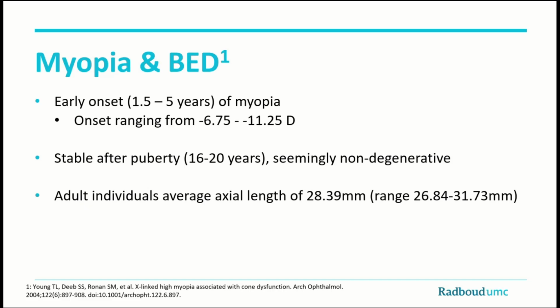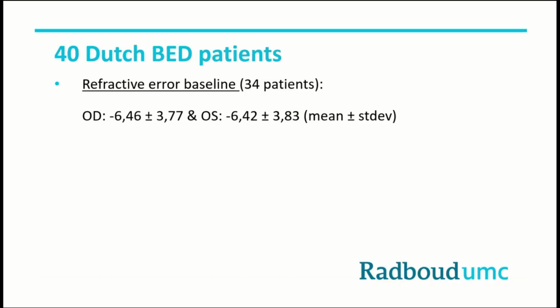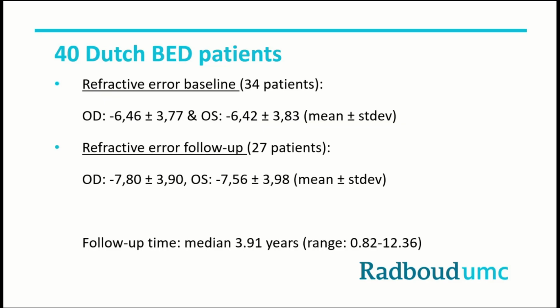Adult individuals have an average axial length of about 28 millimeters, which is longer than for an emmetropic eye. So when we look at our 40 Dutch patients, we have refractive error at baseline in 34, and as you saw in the previous image that I showed of our cases, they're relatively young. At onset, they had a refraction of about -6.5, which during follow-up increased to about -8 in both eyes. Follow-up time was 4 years.